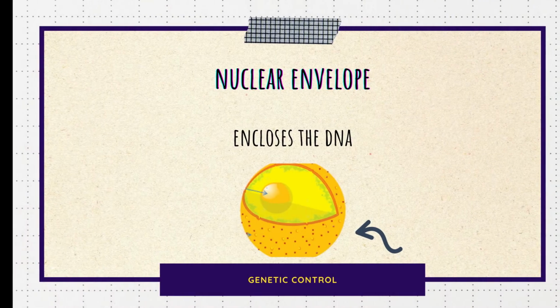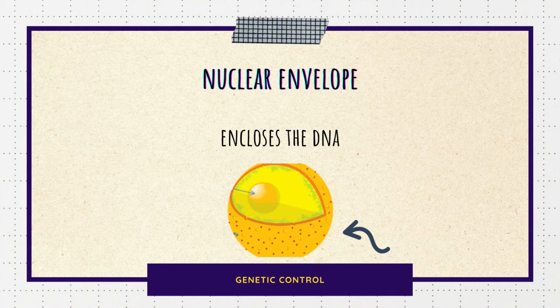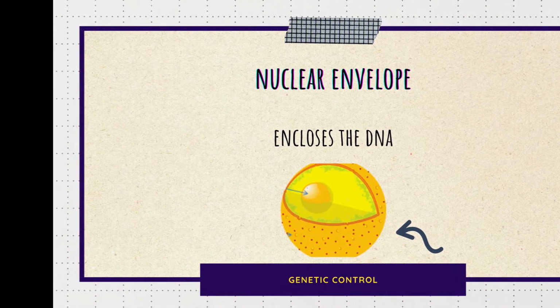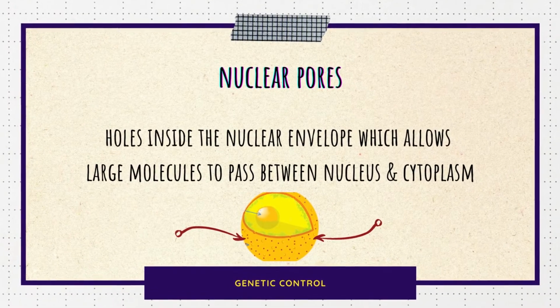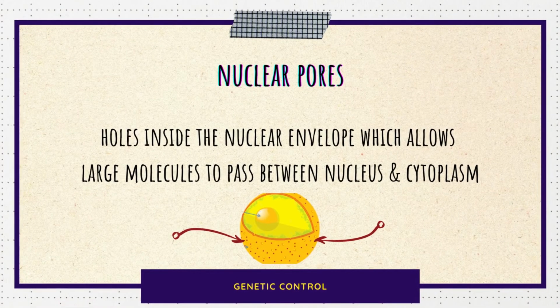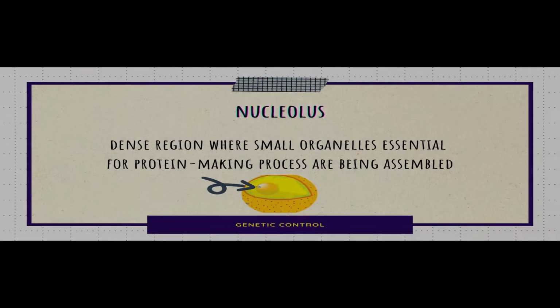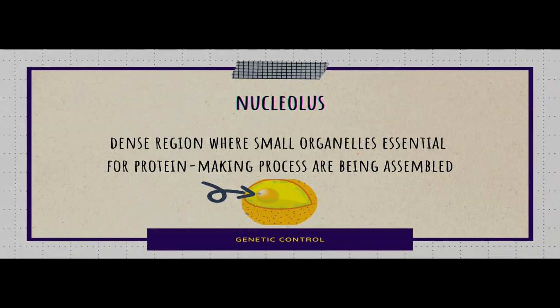Under genetic control, we have the nuclear envelope, which encloses the DNA. We also have the nuclear pores, or the holes inside the nuclear envelope, which allow large molecules to pass between the nucleus and cytoplasm. We also have the nucleolus, which is a dense region where small organelles essential for the protein-making process are being assembled.